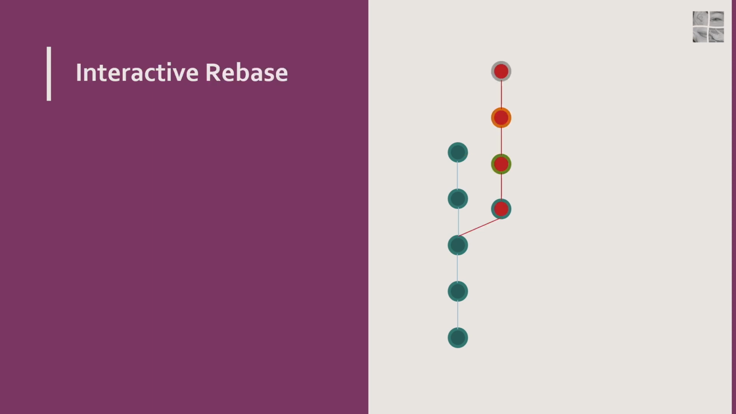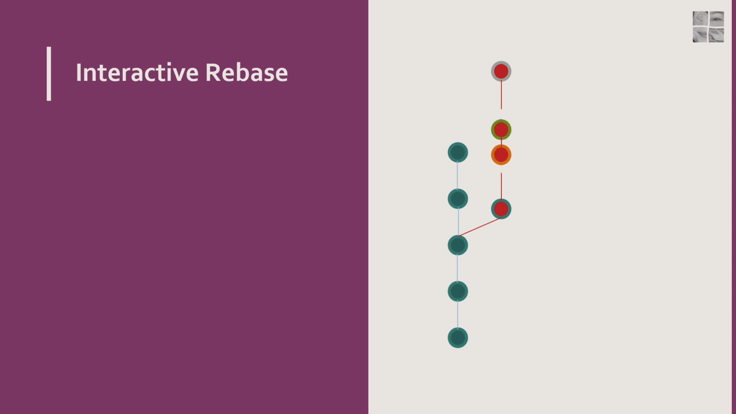Now then we have interactive rebase. Interactive rebase basically does the same, but you can also do that in place. You don't have to change the origin. You can do an interactive rebase and reorganize the commits. So what does that look like?